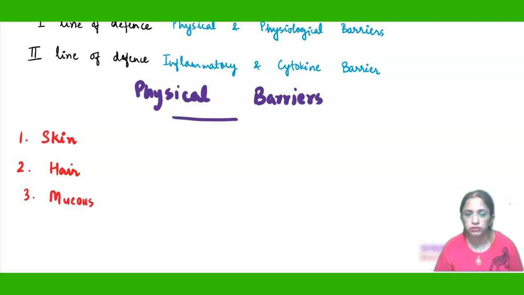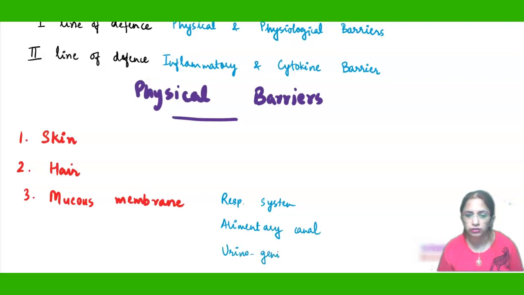And the third one, which is very important, is the mucous membrane. Mucous membrane is a part of your respiratory system, right? It is also there in the alimentary canal, and it is there in the urinogenital tract. So all these parts are lined by mucous membrane. Mucous membrane is a sticky membrane that will adhere, that will stick antigens to its surface, and it will prevent the further spread of these microbes in the body.